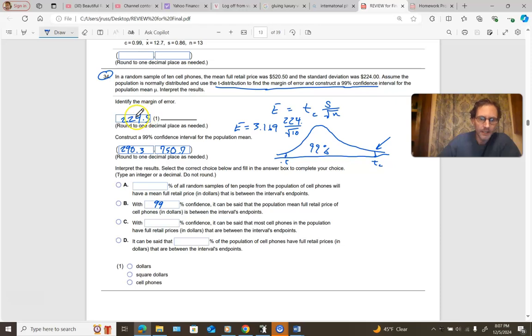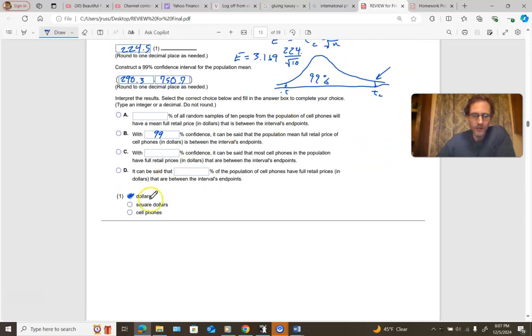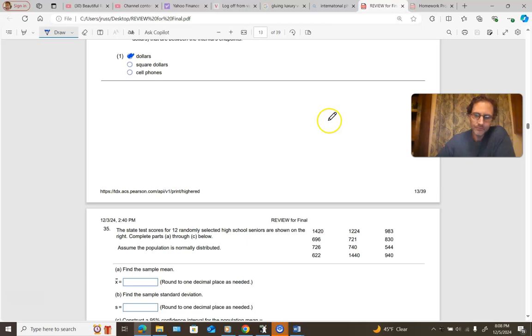Oh, and up here for part one, this is actually in dollars, guys, the unit. Okay, so don't forget about that. This is kind of weird because I print this off and save it as a PDF, so when you guys are doing this in the software, I'm sure this will follow the first part of the question.